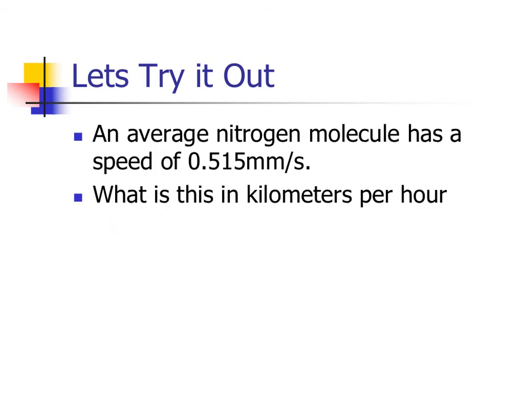So a nitrogen molecule has a speed of 0.515 millimeters per second. What is this in kilometers per hour? This is another wonderful step-by-step process where we have some things that we can work on, and we can see that I start with millimeters, and I will need to go to meters, and then I will need to go to kilometers. I'm also going to need to go on the bottom.